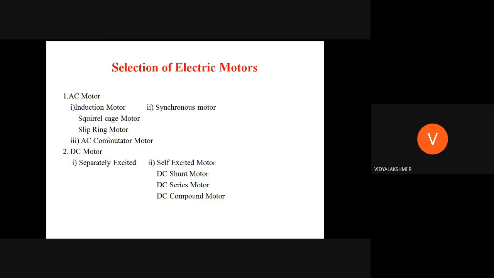So compared to all the other types of motor, I may use the squirrel cage induction motor because it is least expensive, robust in construction, and maintenance free. This type of motor I can directly switch on to the supply, and the variation of speed from no load to full load is very small. I'm repeating once again: squirrel cage induction motors can be directly switched on to the supply, and the variation in speed from no load to full load is small.